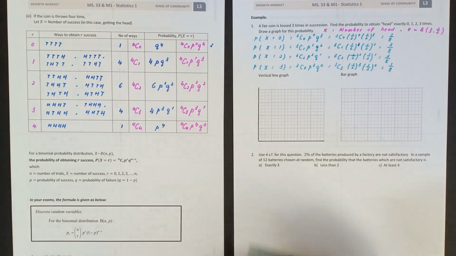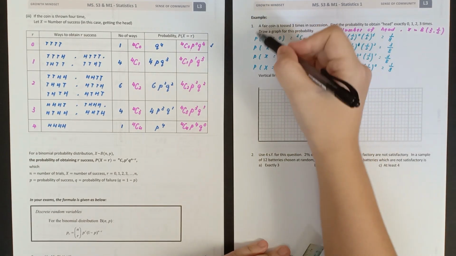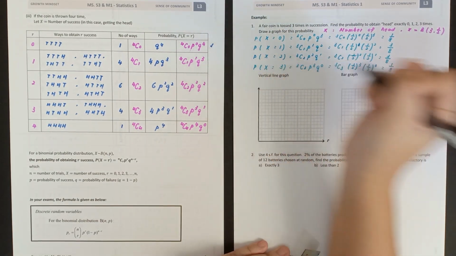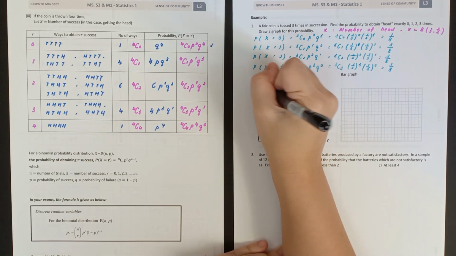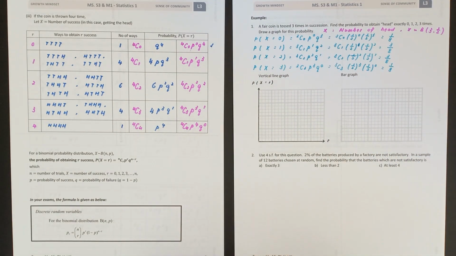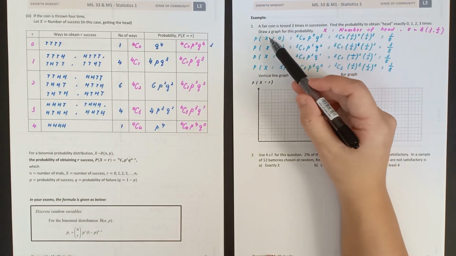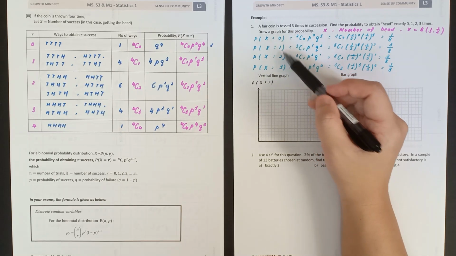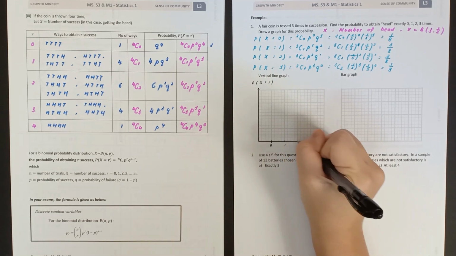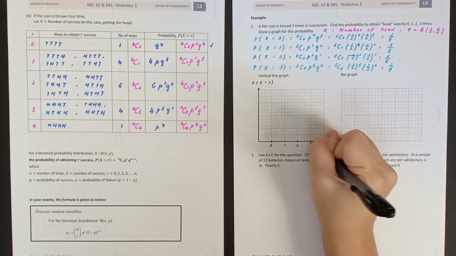Okay, so for your horizontal line, you will draw your x, or in this case maybe we put it as your r. You will write P(X) equals r, so that's why this is r. Then for your vertical line, it will be your probability. Now you can see the x values that you have are 0, 1, 2, 3. So that's why 0, 1, 2, and 3.